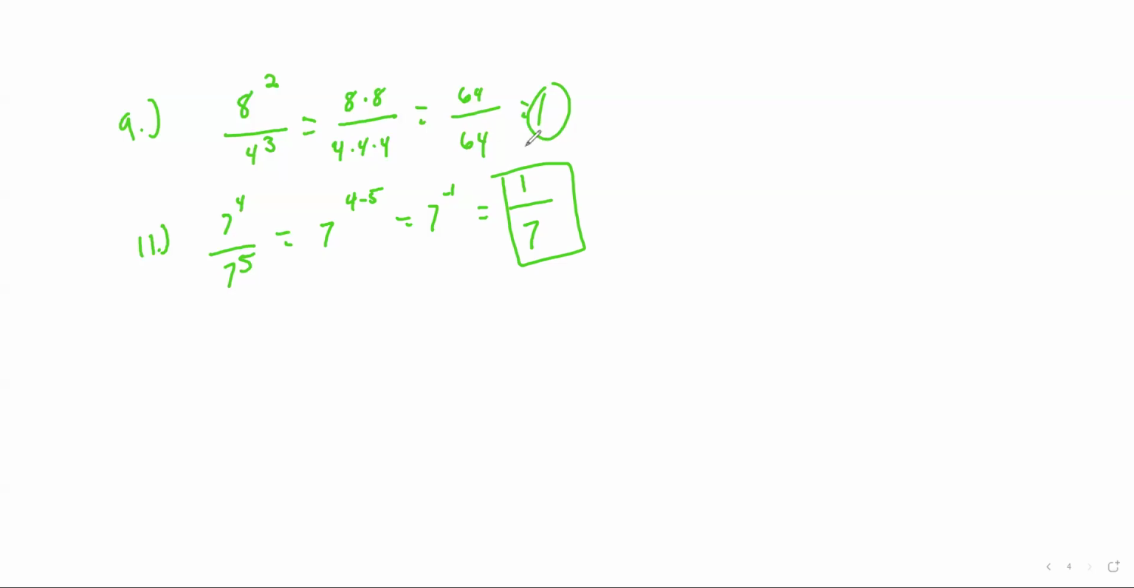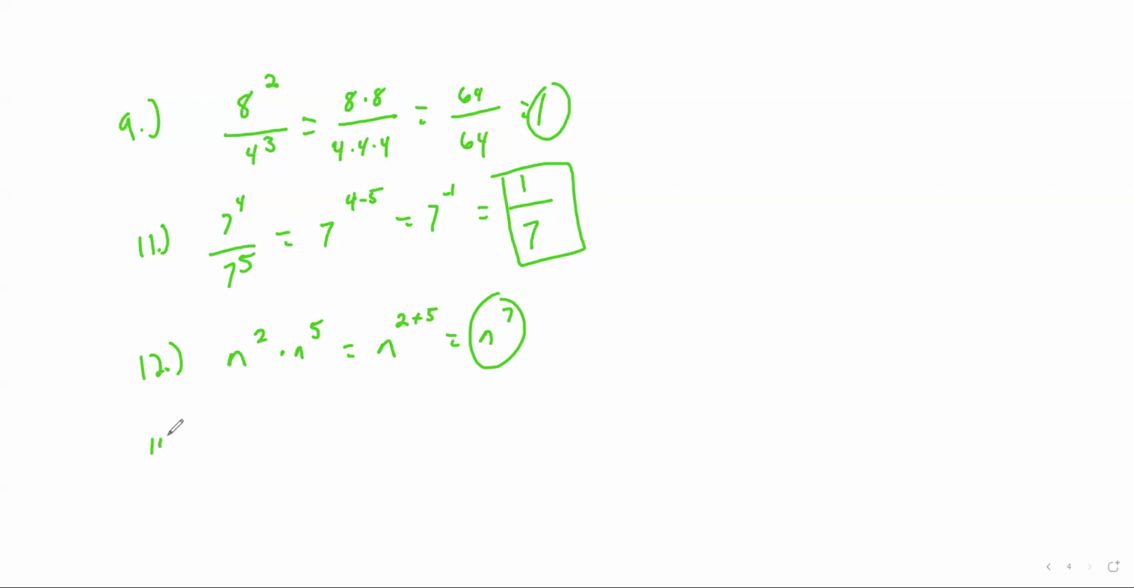Let's look at number 12. Number 12, we have n squared times n to the fifth. Again, applying our rules, the bases are the same, so I write it down once, and then because I'm multiplying, I will add the exponents. So 2 plus 5 gives me 7. So my final answer here is n to the seventh.